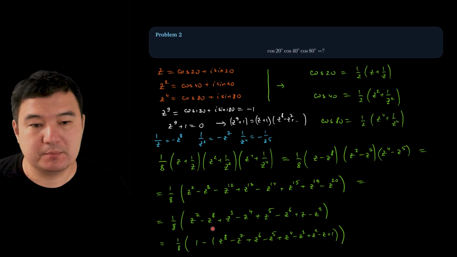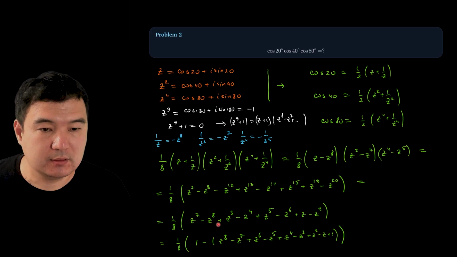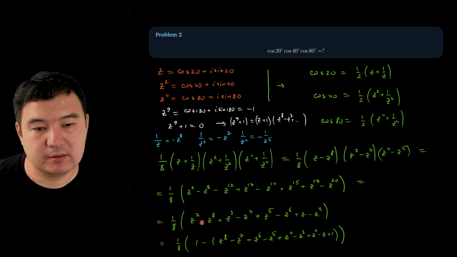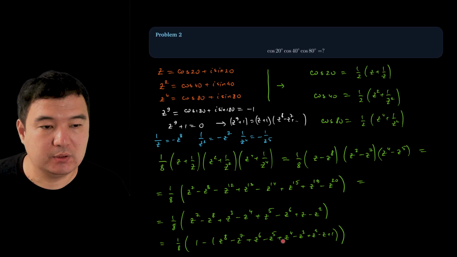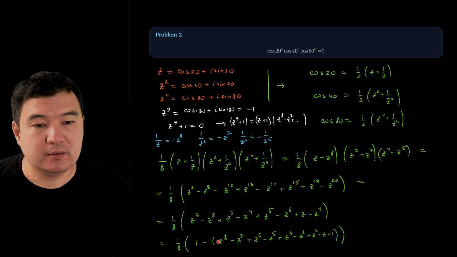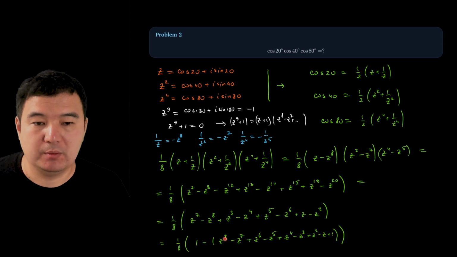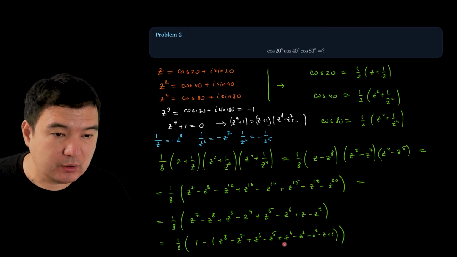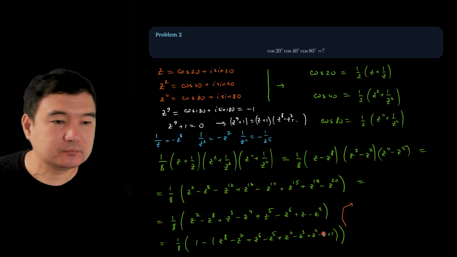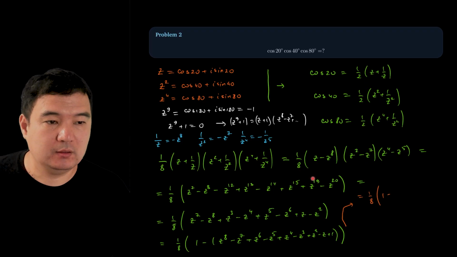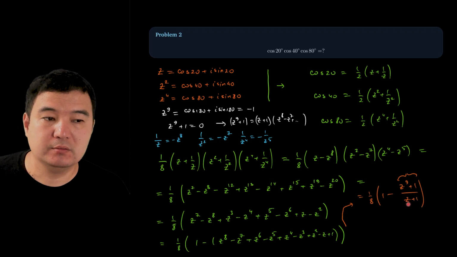I'm writing it as minus because z^8 has a negative sign in front of it. So if I put parentheses here, inside the parentheses z will be positive. So I can use it here. And then this term is basically z^9 plus 1 over z plus 1. So that gives me 0.